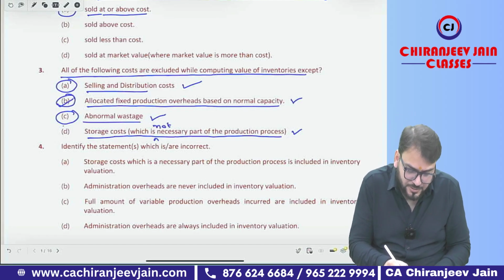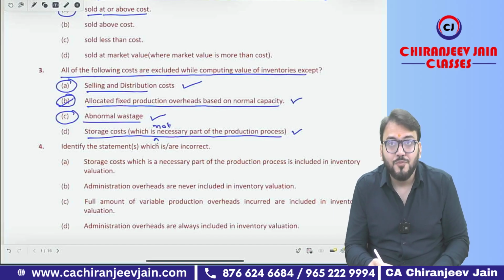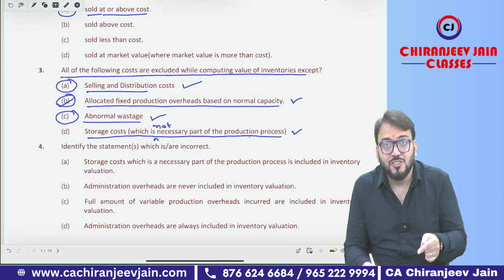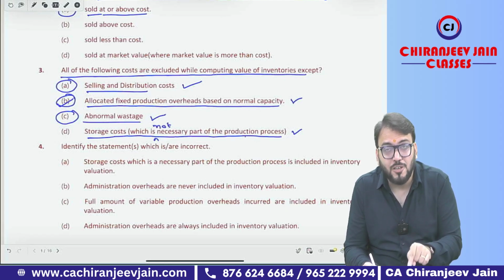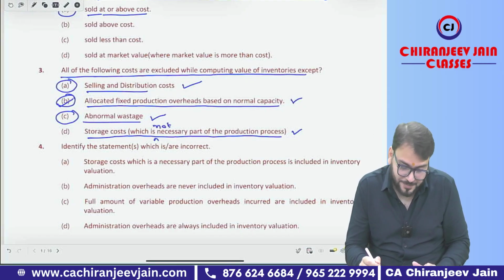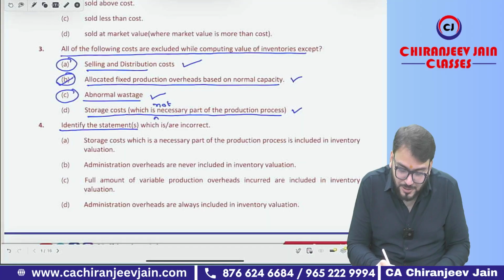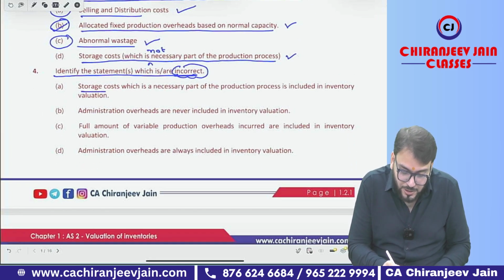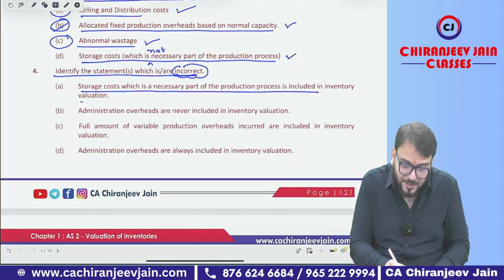Okay, sir. So change the question. Storage cost which is a necessary part of the production process will be included. Which is not a necessary part of the production process will be what? Excluded. Okay, sir. Identify the statement which is incorrect, which means wrong. Storage cost which is a necessary part of the production process is included in inventory valuation. Correct.